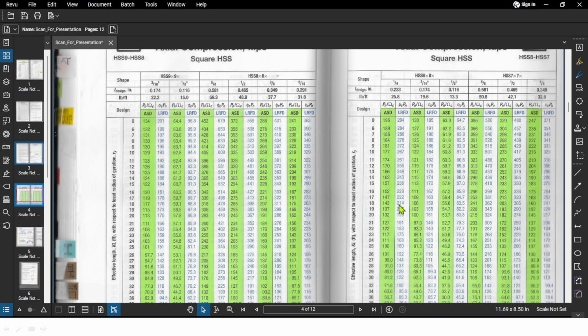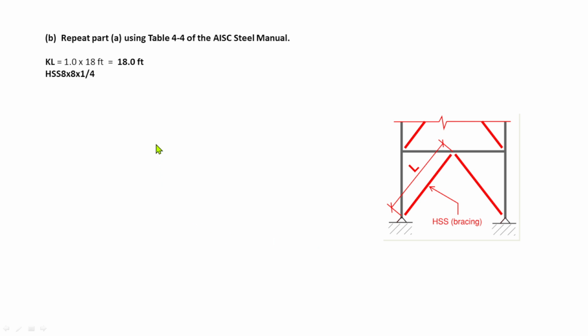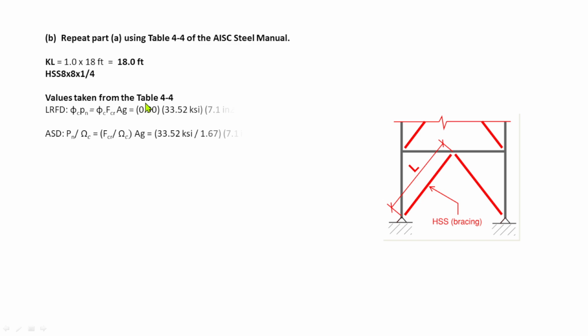If you have the length of the column and the profile, you can really get the value of the strength, both ASD and LRFD, right away. This is how quick and friendly the table is to use. Back to our calculation, these are the values from the table: 214 and 143, the same values we calculated earlier.